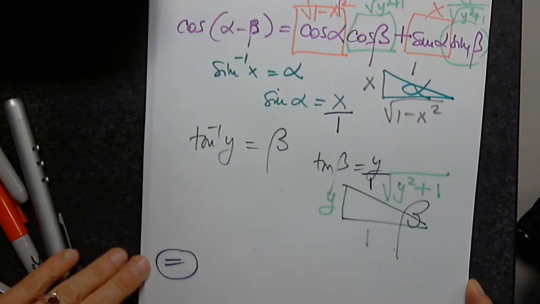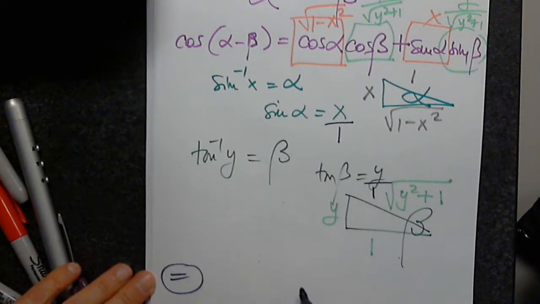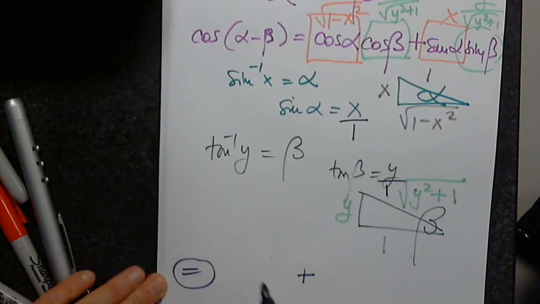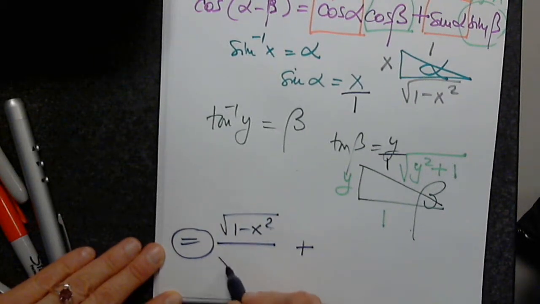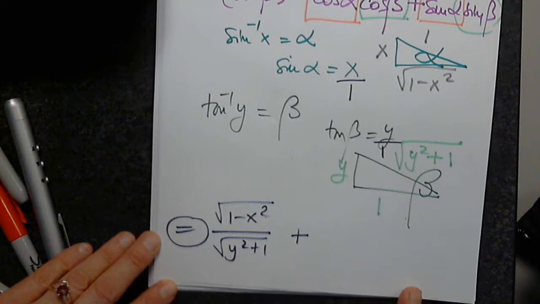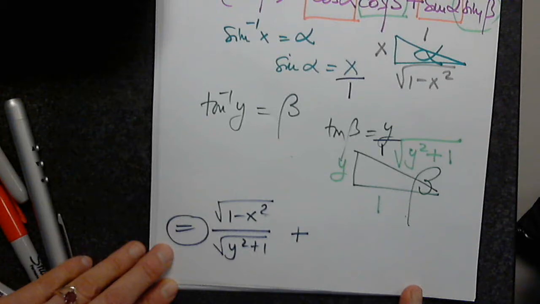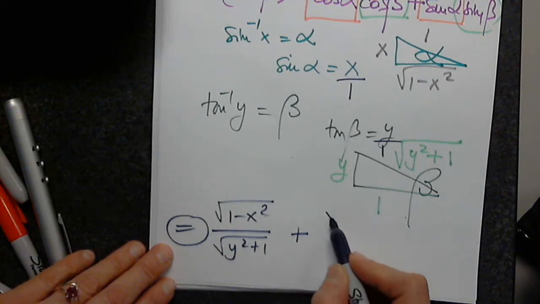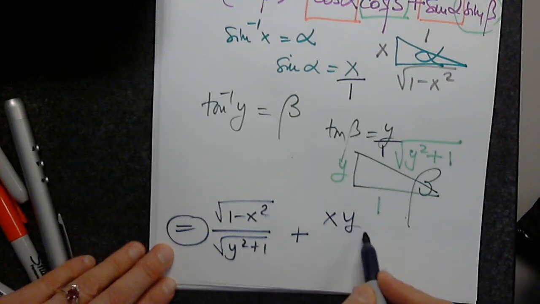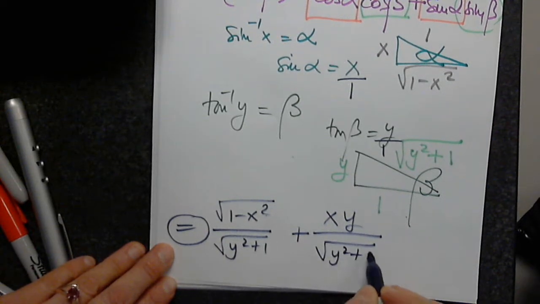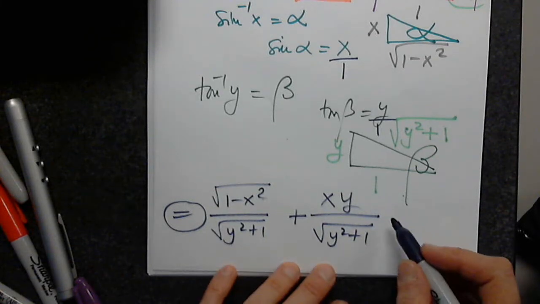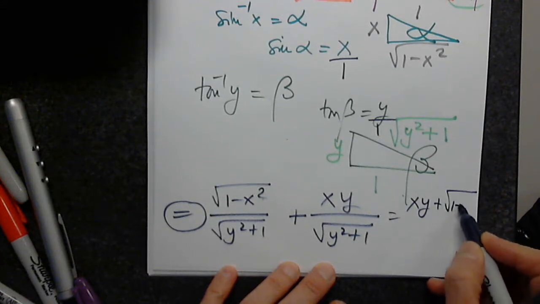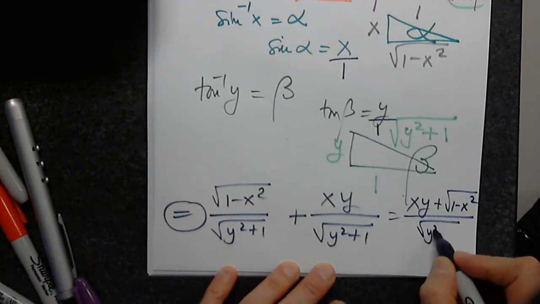Okay, so can anyone dictate? First step here. And then plus. Oh yeah, I wrote it wrong. Yeah. Plus x, y, x, y, and y squared. You could, because they have the same denominator, write them as xy plus the square root of 1 minus x squared over the square root of y squared plus 1.